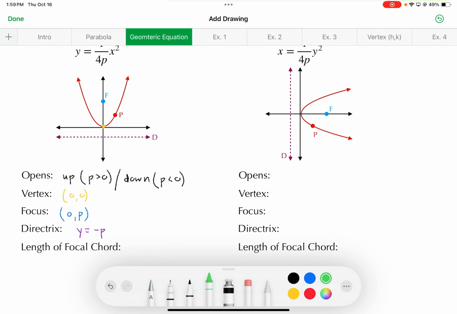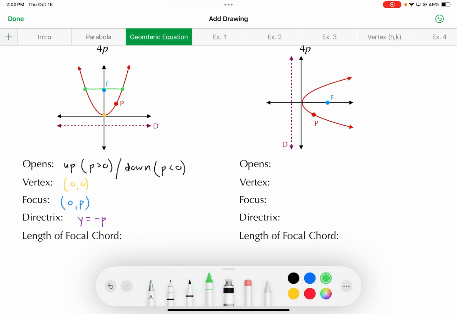All right, now the only other thing we're going to need to include on our graph is what we refer to as our focal chord. Okay? Our focal chord is a line segment that passes through the focus and has endpoints on the parabola. Okay, so this would be our focal chord. And we have a property. The length of that focal chord is always 4p. Now I'm going to say the absolute value of 4p though, because sometimes p is a negative number.